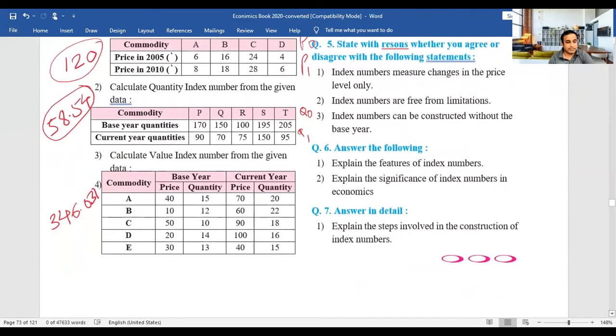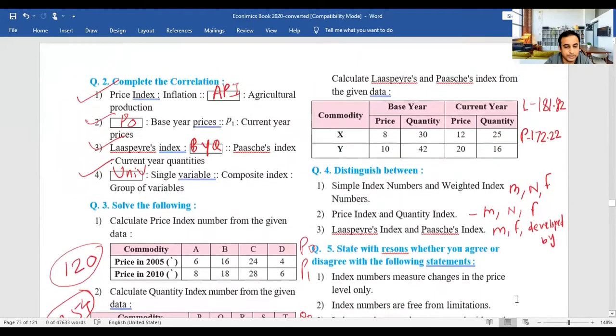Third is value index number. So first here calculate the base year values. Also calculate the values for the current years here. And just apply the formula of value index number. So the answer should be 346.03. This should be the answer.